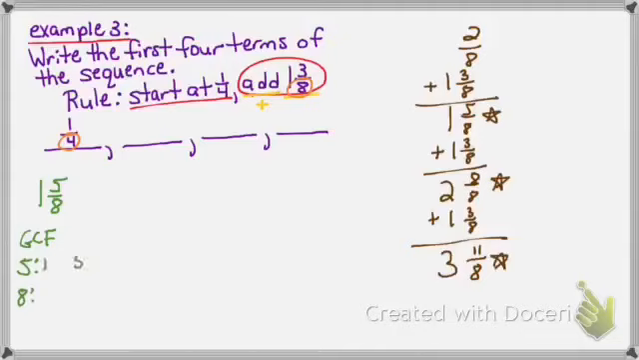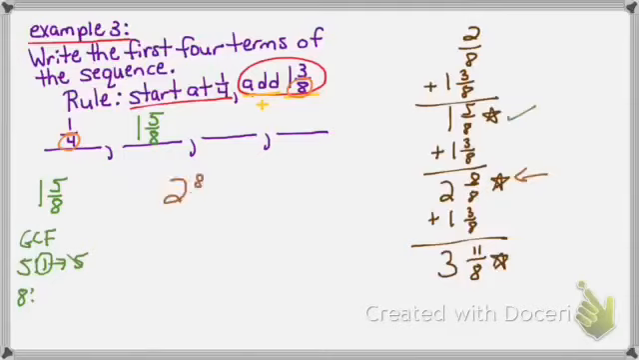Factors of 5 are 1 and 5. 2 doesn't work, 3 doesn't work, 4 doesn't work, so that's it. When I go through my 5 times tables, do I say 8, 5, 10? No, I don't. Therefore, the GCF is 1. When the GCF is 1, my fraction is done. So 1 5/8 is already simplified. That's the number that goes on this line.